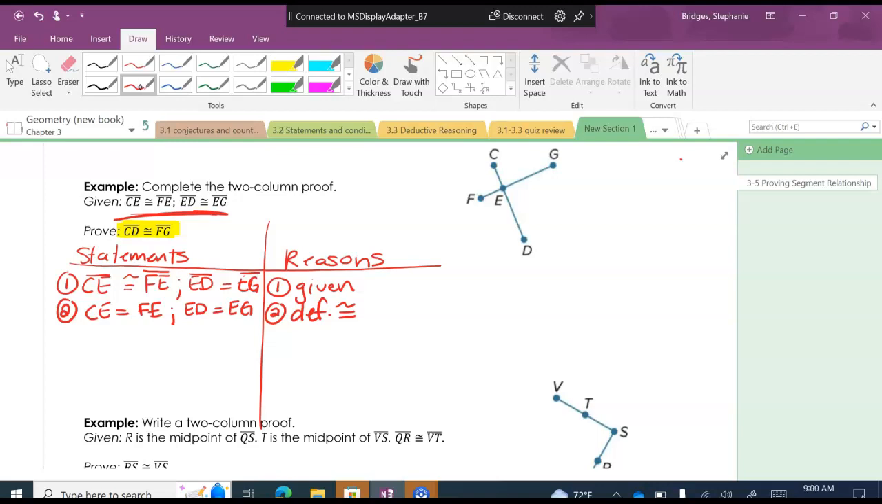Okay, what can you tell me about CD? What is it made up of? CE and ED, right? Does this small segment plus that small segment equal the whole segment? So let's say that. Let's say that segment CE plus segment ED is equal to segment CD.